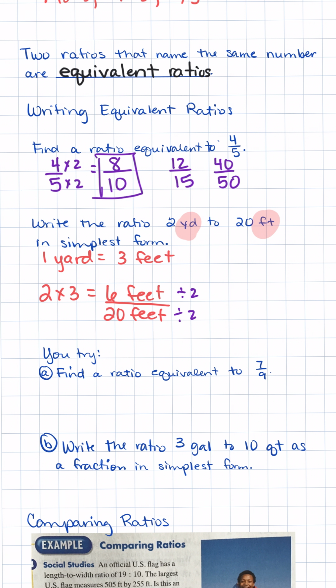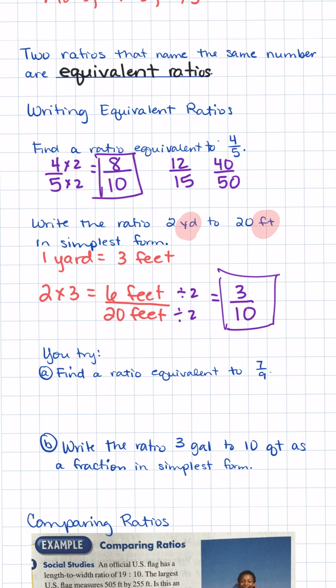If we divide 6 by 2, we get 3. And 20 divided by 2 is 10. So that is our answer, 3 over 10. Okay, so you try these next two.